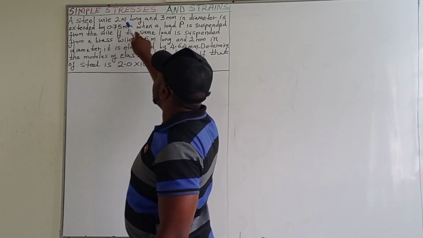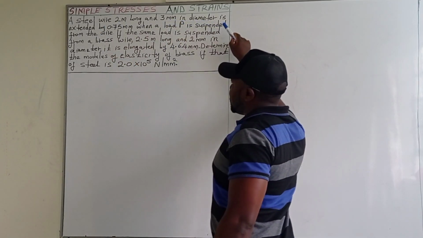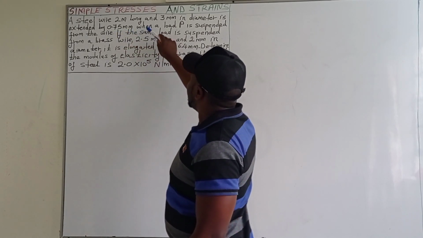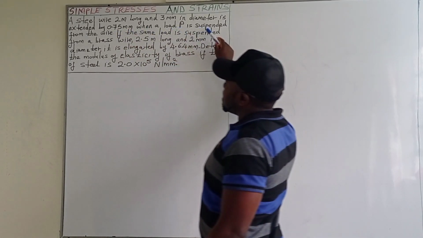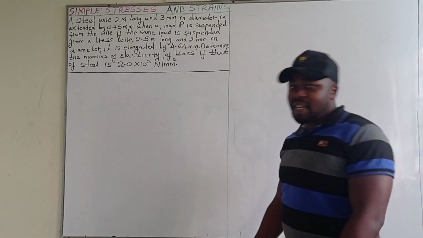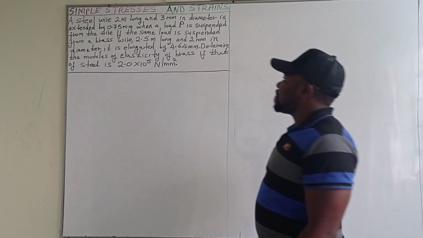A steel wire 2 meters long and 3 millimeters in diameter is extended by 0.75 millimeters when a load P is suspended from the wire. So we don't know the value of the load P, but we are going to determine it.